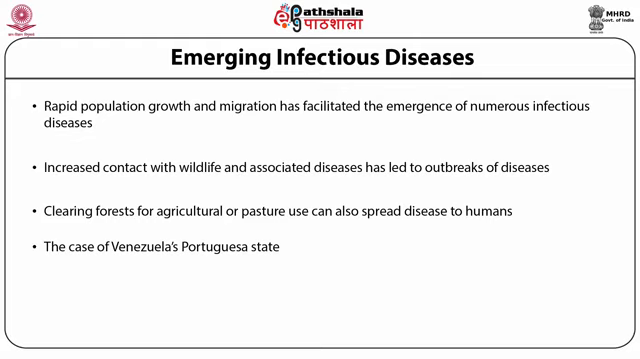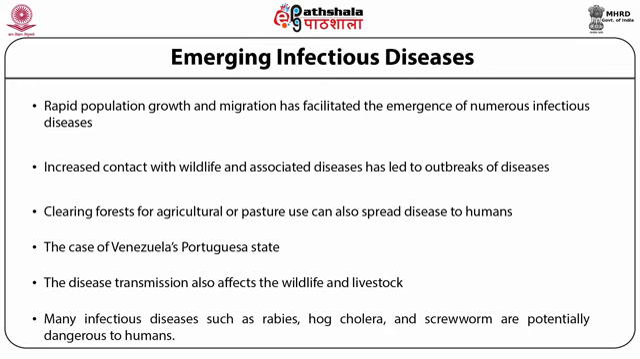Similarly, the Malaysian farmers contracted a virus spread to their pigs by fruit bats displaced by deforestation. The disease transmission also affects the wildlife and livestock. Bovine tuberculosis has spread rapidly among buffaloes in East Africa. These diseases have constrained the rapidly expanding deer farming industry in China and Southeast Asia. Many infectious diseases such as rabies, hog cholera, and screwworm are potentially dangerous to humans.